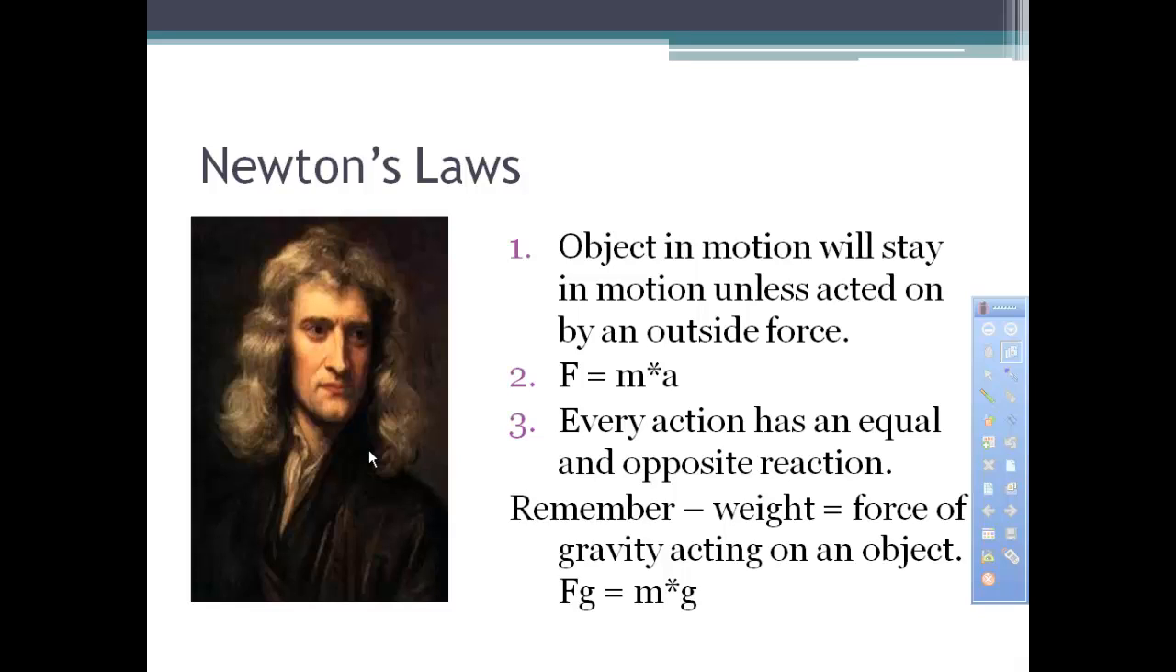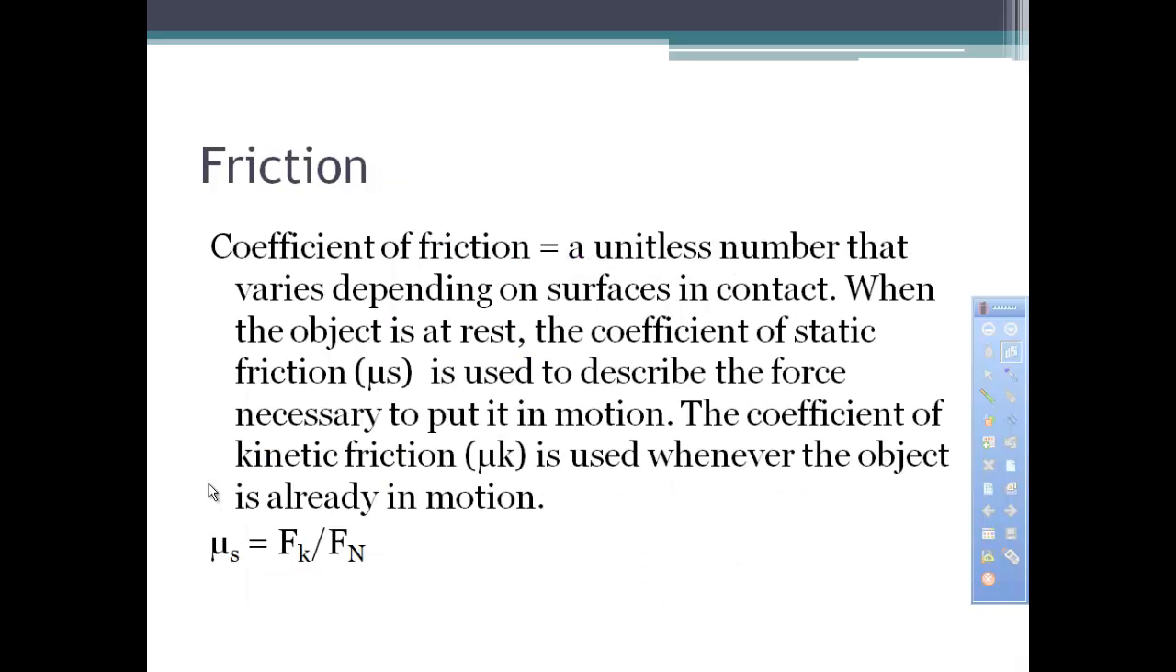Remember, if you guys don't remember, that weight is the force of gravity acting on an object. So if I want to find an object's weight, I need to take its mass and multiply it by the acceleration due to gravity. So if I have a mass of 100 kilograms, that means that my weight is about 1,000 newtons.